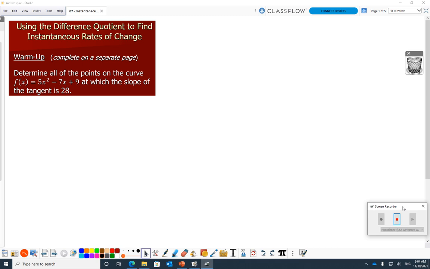So here we go. Using the difference quotient to find instantaneous rate of change. Warm up. Complete on a separate page. Okay, I'm ready. Determine all the points on the curve f at x equals 5x squared minus 7x plus 9, at which the tangent slope is 28.